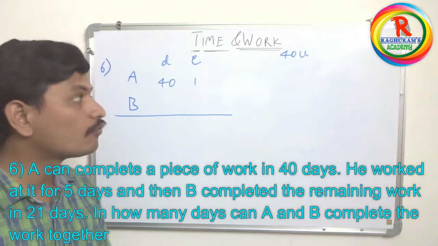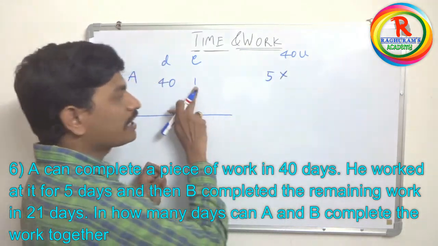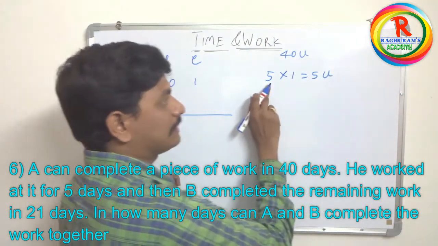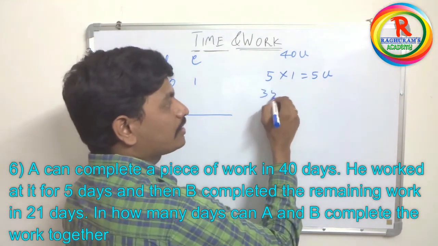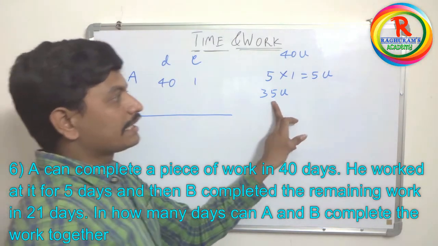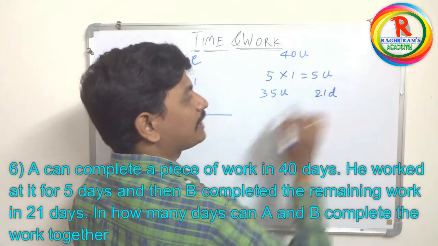Now what is given? He worked it for 5 days. So A worked for 5 days. Working 1 unit per day, he can complete 5 units in 5 days. So total 40 units of work, minus 5 units. So what is left? 35 units of work is left. Now what is given? The remaining work, that is 35 units, B can complete in 21 days.